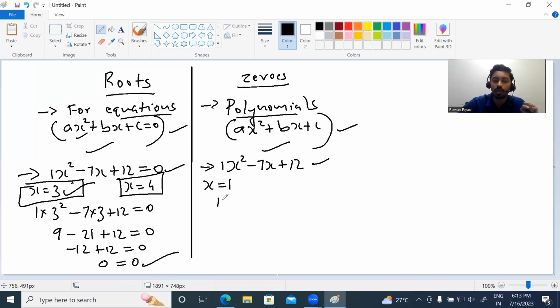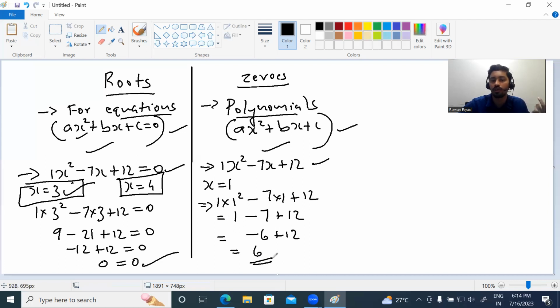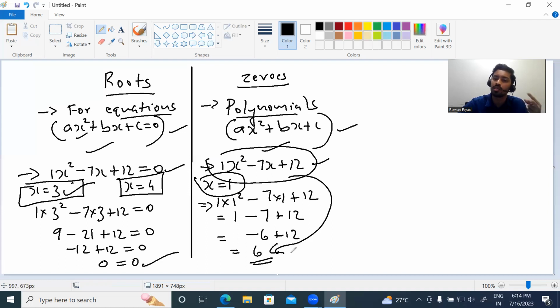So 1x square becomes 1 into 1 square, minus 7x becomes 7 into 1, plus 12. 1 into 1 square is 1. So 1 minus 7 into 1 is 7, plus 12. 1 minus 7 is minus 6. So minus 6 plus 12 is equal to 6. That means when we put 1 for x, this polynomial becomes 6. So the value of this polynomial at x equal to 1 is 6.